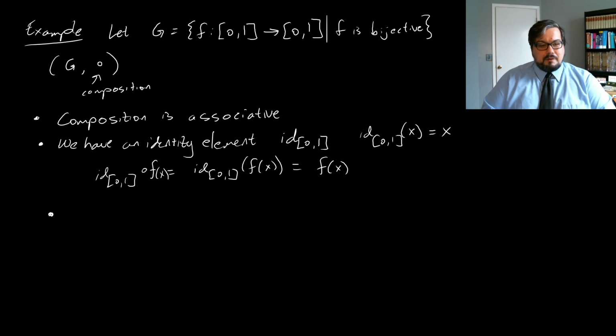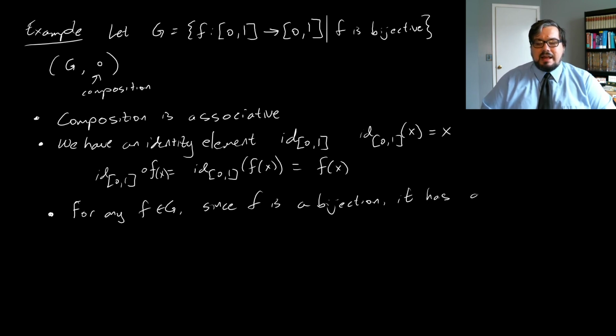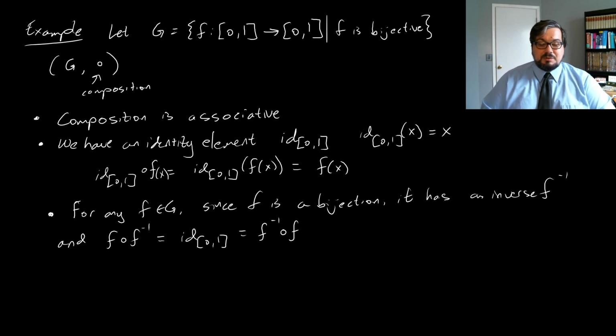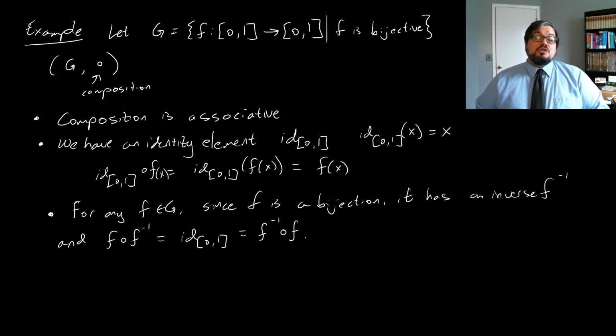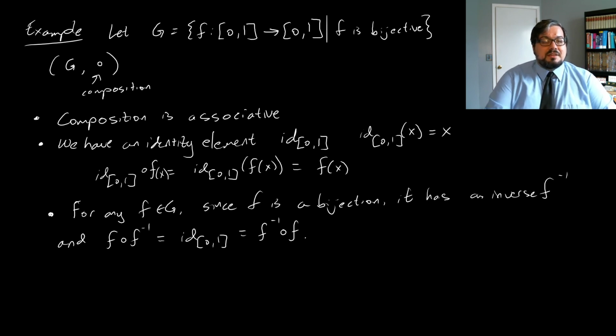And then for any f in G, since f is a bijection, it has an inverse, f inverse, which we did last time, and we have that f composed with f inverse is the identity on the interval [0, 1], which is also what we get when we take f inverse composed with f. So that means that G with composition is a group.